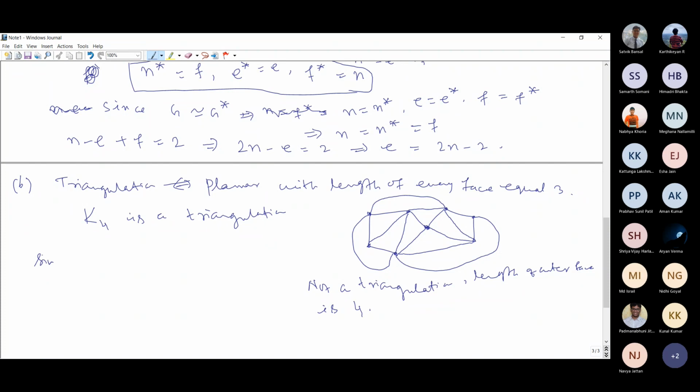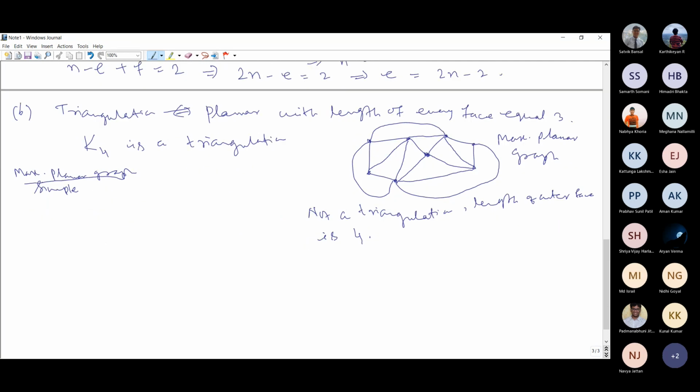So, simple maximal planar graph means here simple. No, ma'am, it is not maximal planar. If you add any other edge, then it won't be a simple graph, right? So this is one example of a maximal planar graph. Further edges we cannot include, as it will disturb its planarity.